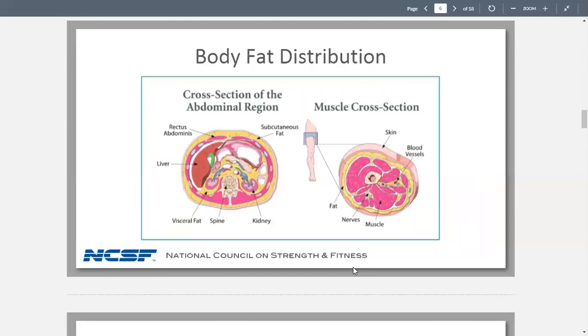Cross section of the thigh: you have your skin, your fat, your fascia, and then it goes into the muscle. Then it goes into the nerves, and then it goes into the blood vessels.